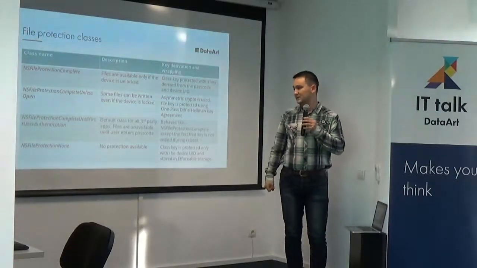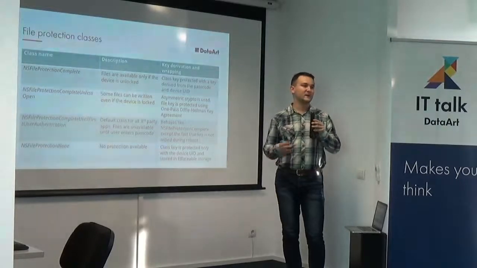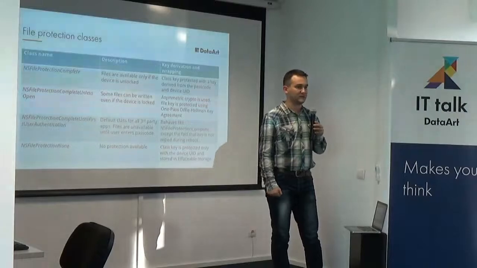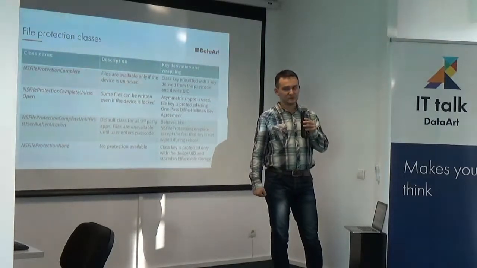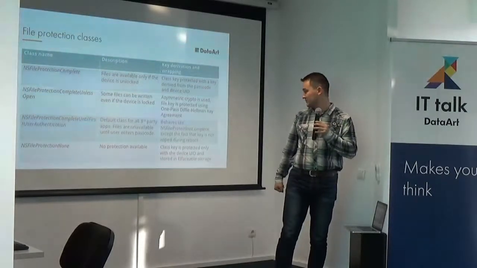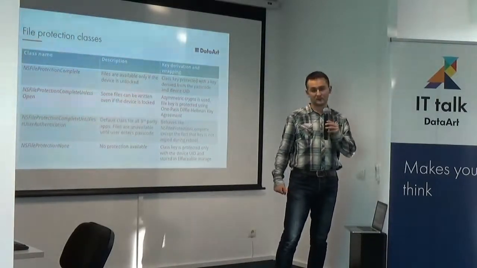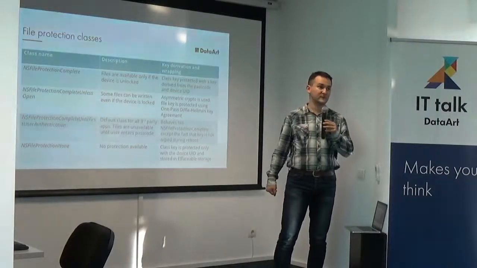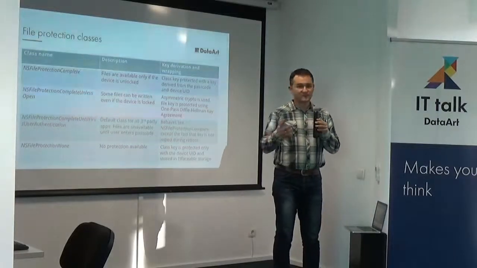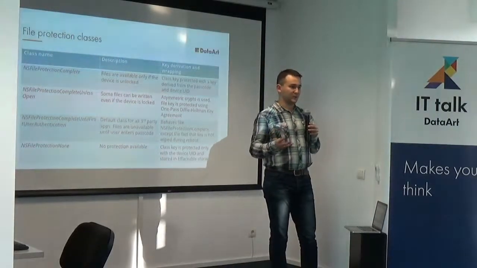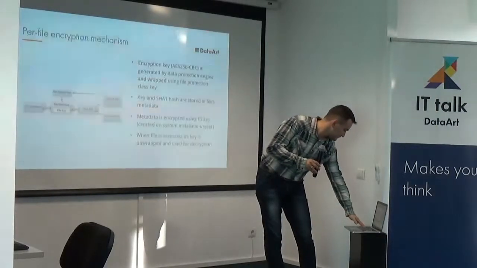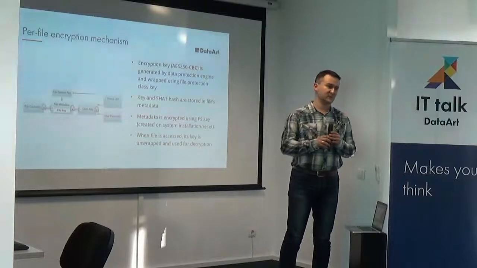And the final class is file protection none. Actually, the files are encrypted, but they are encrypted only using the device unique ID key. It means that if we know this device unique ID, we are able to decrypt all this stuff and find out what is contained in those files. These are the 4 protection levels of files. We can use them in all our applications. How does this mechanism work?